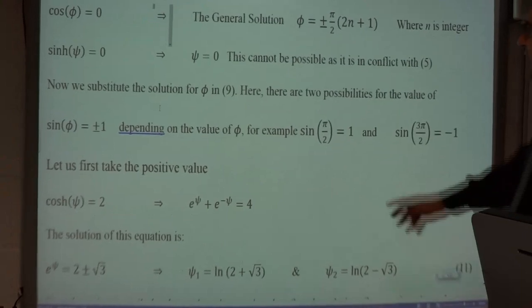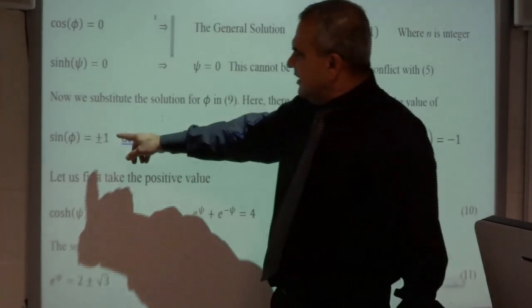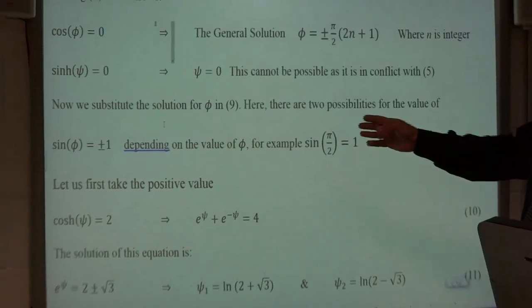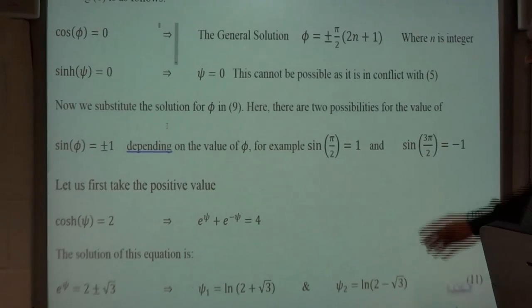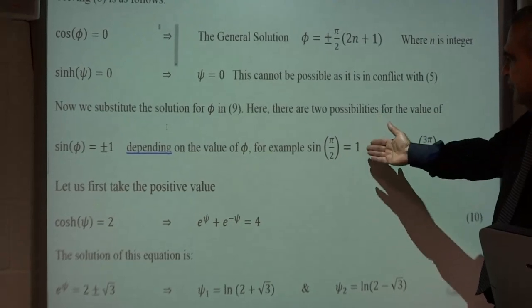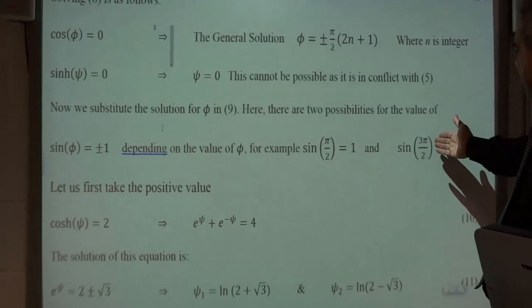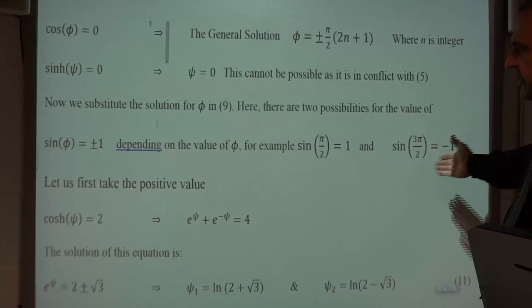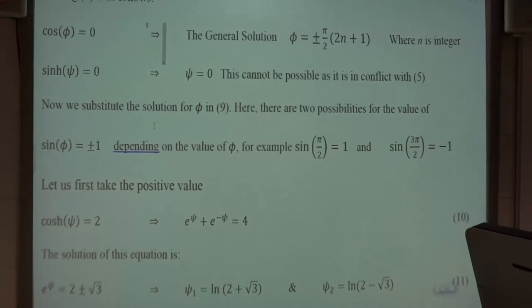Now the second part: sine phi is equal to plus or minus 1, depending on the value of phi. For example, sine of pi by 2 is equal to 1, but sine of 3 pi by 2, which is 270 degrees, is equal to minus 1. So you have those solutions.